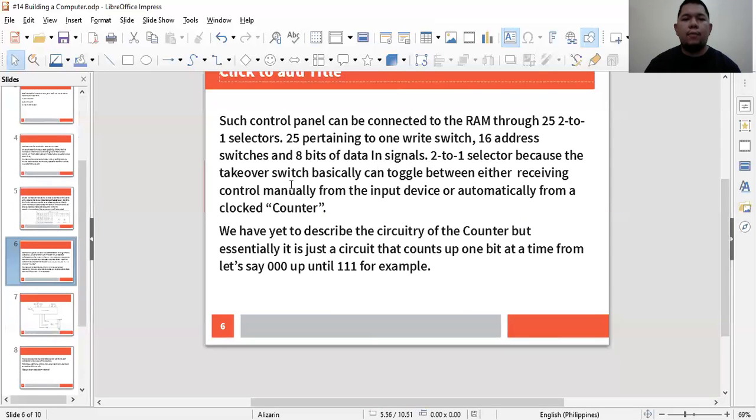2-to-1 selector because the takeover switch basically can toggle between either receiving control manually from the input device or automatically from a clock counter. All right. So what this actually says is that there are two sets of 25 inputs, and we can toggle between those 25 inputs by the 2-to-1 selector. We have yet to describe the circuitry of the counter, but essentially it is just a circuit that counts up one bit at a time from, let's say, 000 up until 111, for example.